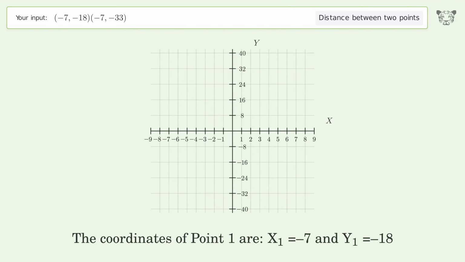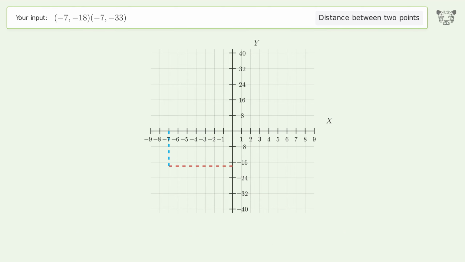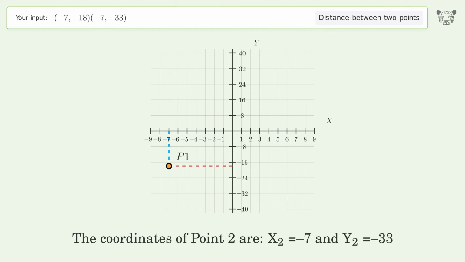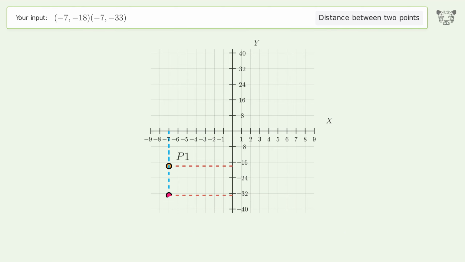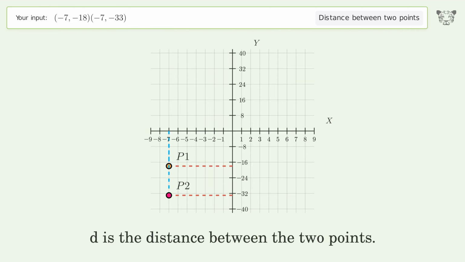The coordinates of point 1 are x1 equals -7 and y1 equals -18. The coordinates of point 2 are x2 equals -7 and y2 equals -33. D is the distance between the 2 points.